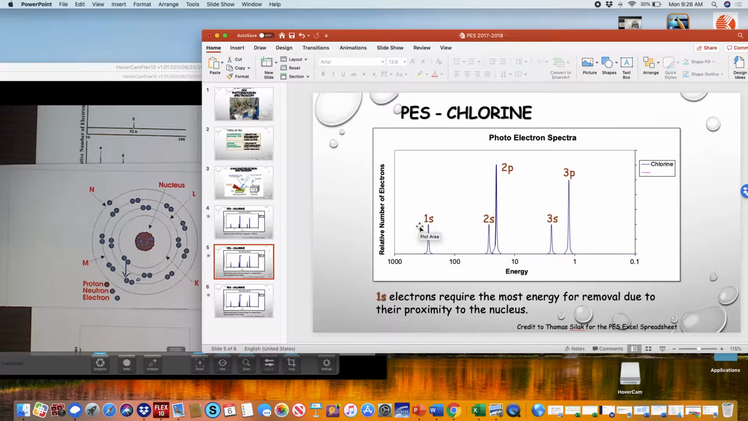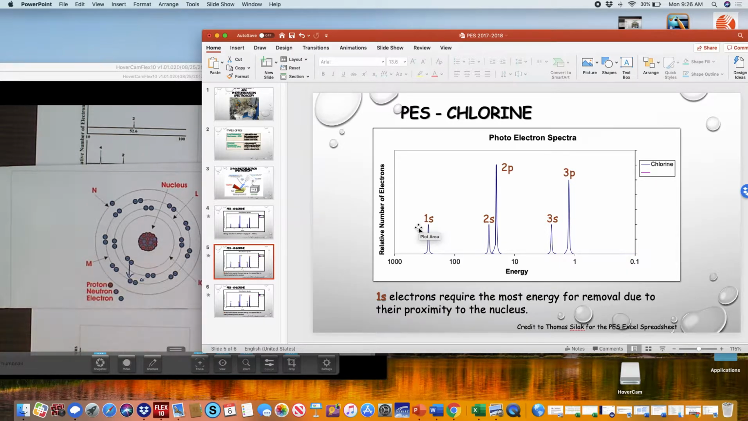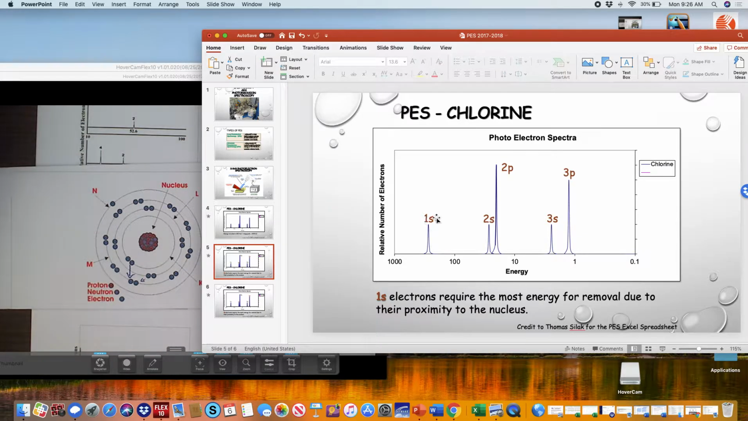So how do I know that this is going to be the 1s peak? Well, remember what we said before, that the electrons that are closer are going to be more tightly held. The more tightly held an electron is, the more energy it takes to remove it. These are harder to remove, and these are easier to remove. So we see them grouping up: hard, medium, easy to remove. The 3s are going to be farther away, the 1s are going to be really close in.